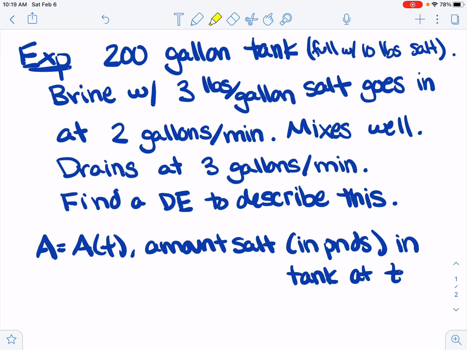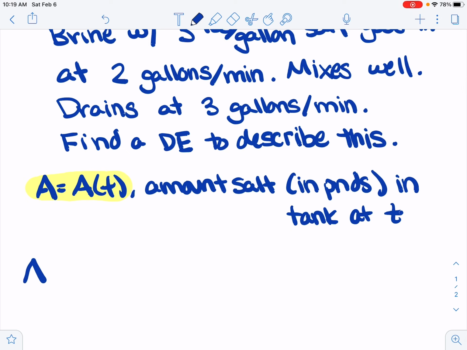We have our dependent variable, A of t, which is the amount of salt in the tank at time t, the amount in pounds at time t. And we set up a differential equation. We can't write A of t directly as a function. We don't know what that function would look like, but we can think about rates. So A prime is going to be the rate of salt in minus the rate of salt out.